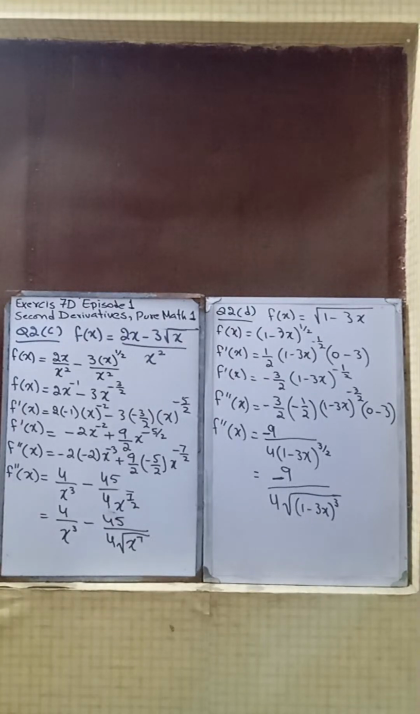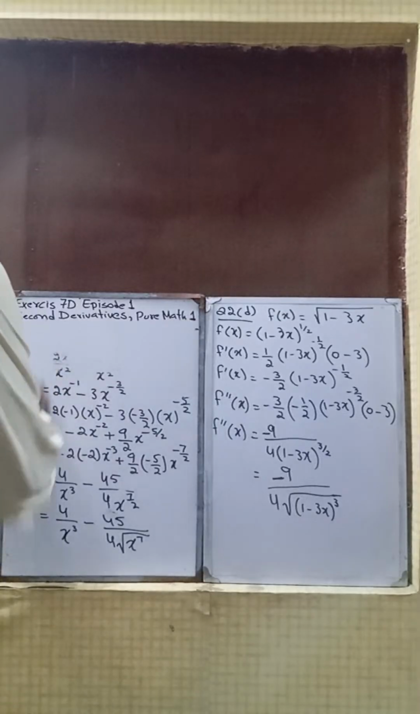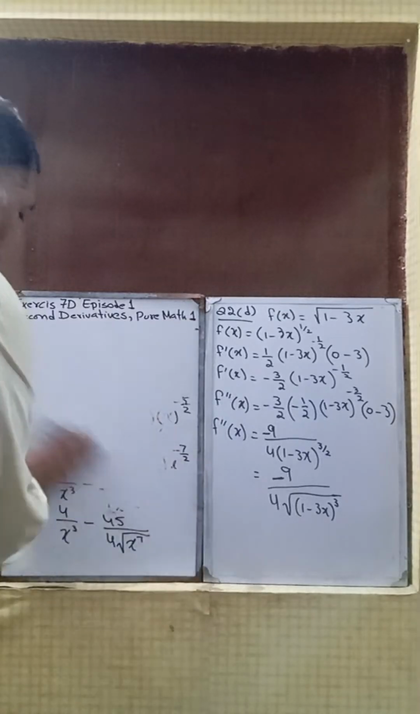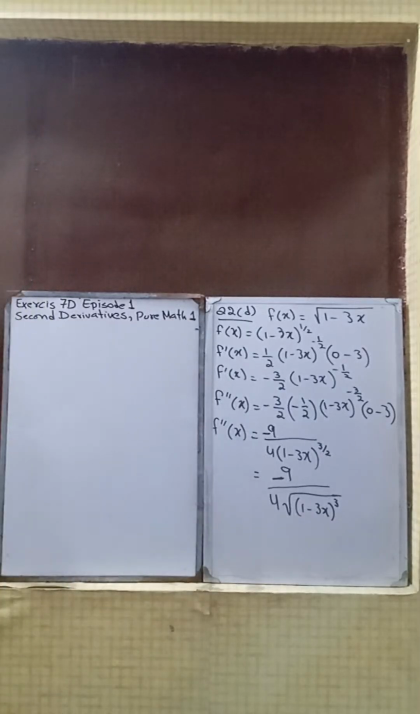Okay, so we are doing exercise 7D. This is episode 1 on this exercise. We have done question number 1. We are working on question number 2. In question number 2, there are F parts, so we hope to complete them. Now I am on the E part. Question number 2 and its E part I am going to attempt.